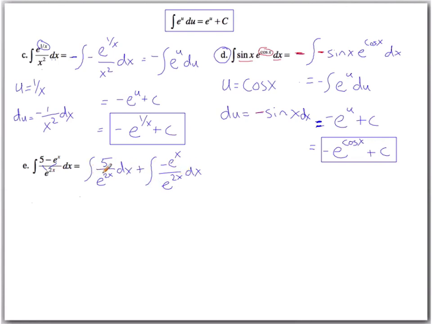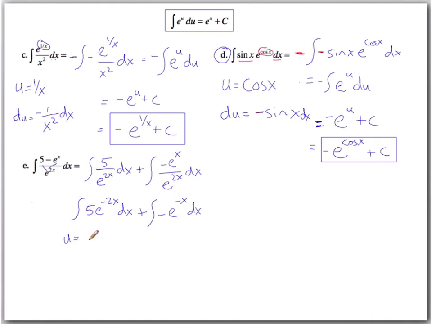Okay, and from here we want to rewrite these so that they look in our form e to the u du. So this first one, we're going to get 5e to the negative 2x dx. So the exponent just becomes negative. And then in this case, because we're dividing two bases of e, we have x minus 2x. So this is going to be the integral of negative e to the negative x dx. And now we can go ahead and use our integral rules here.